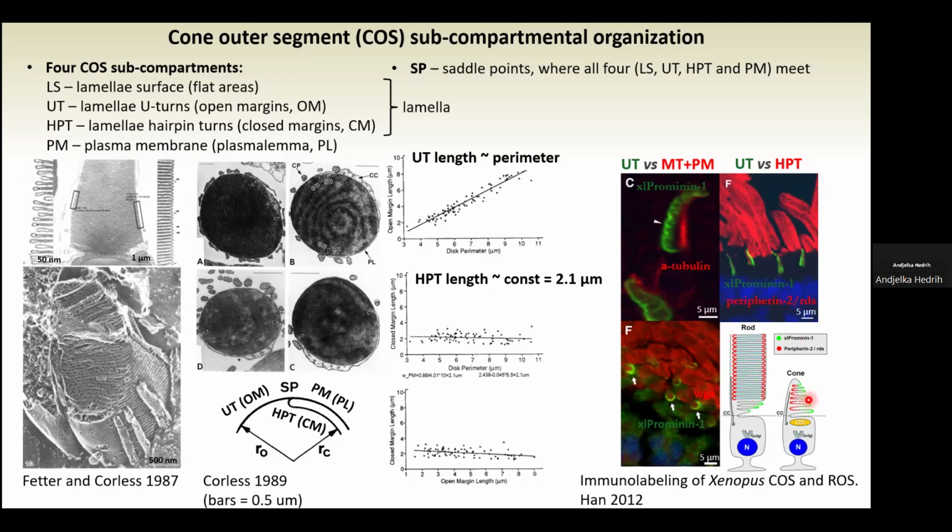Then, but there is some kind of topological pattern of distribution of these proteins. That's what I want to ask. Is there a pattern of distribution of these proteins?